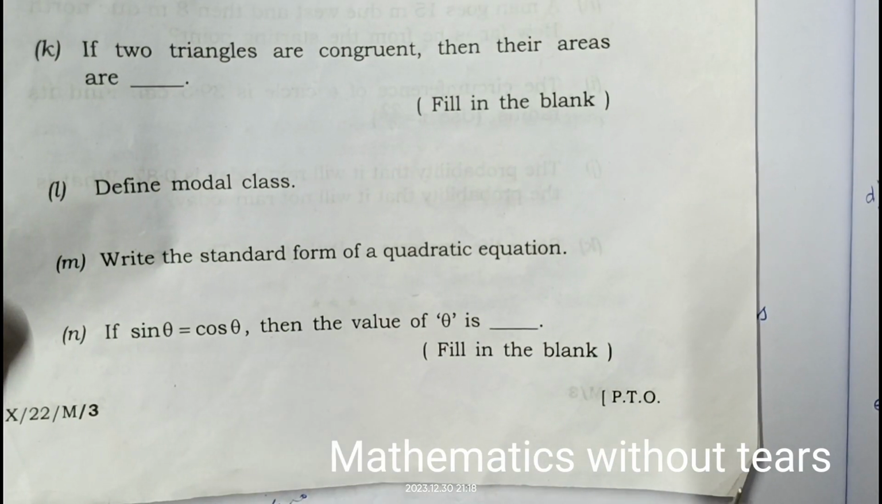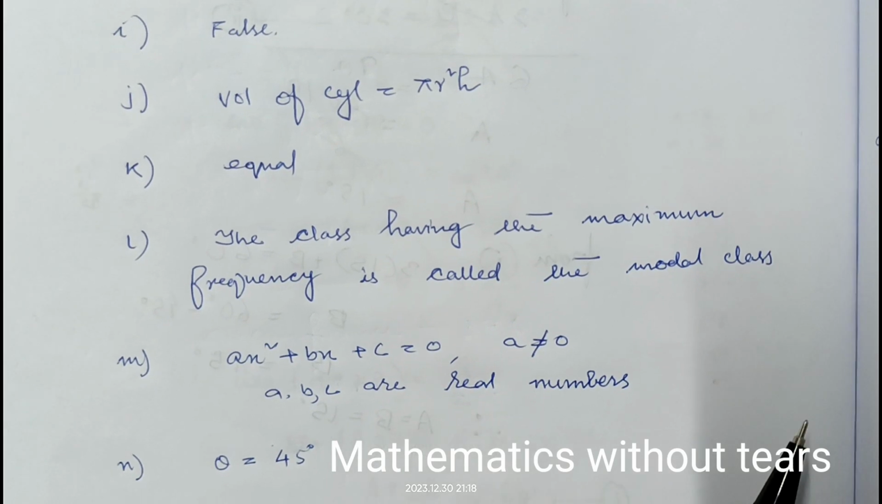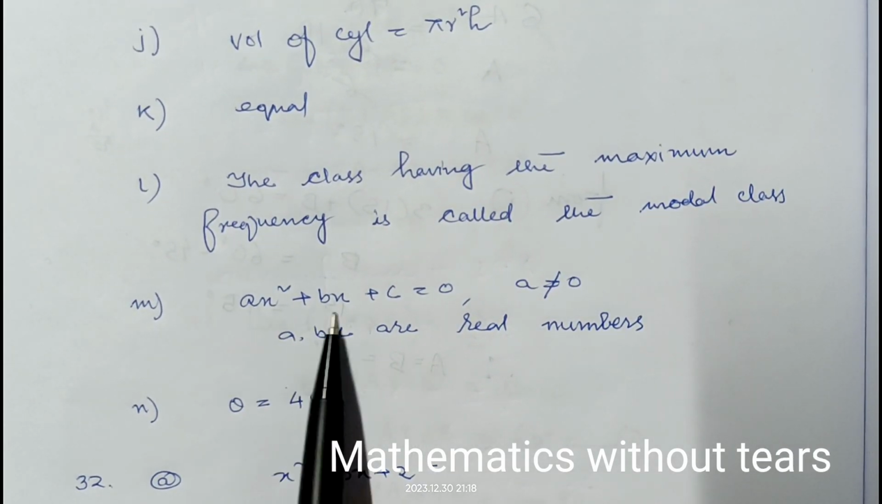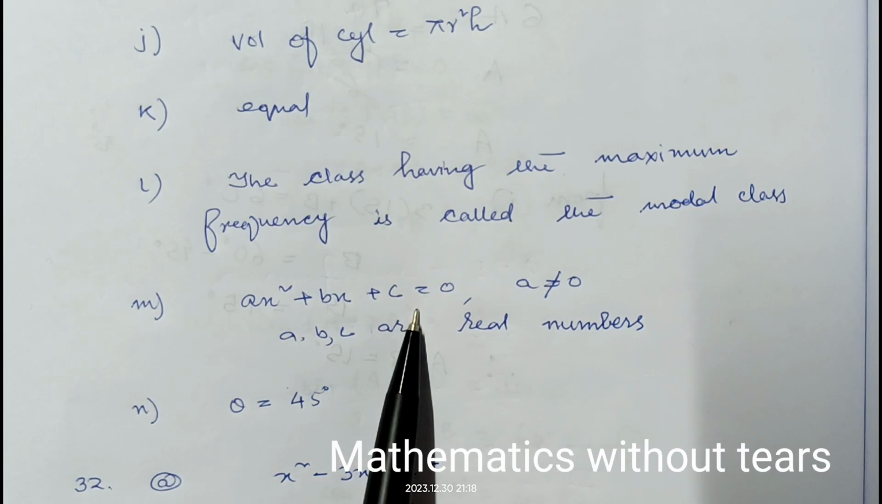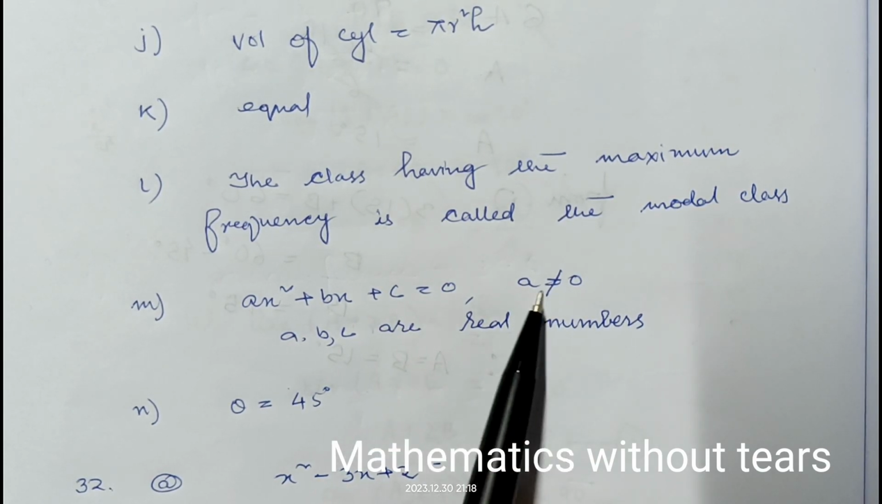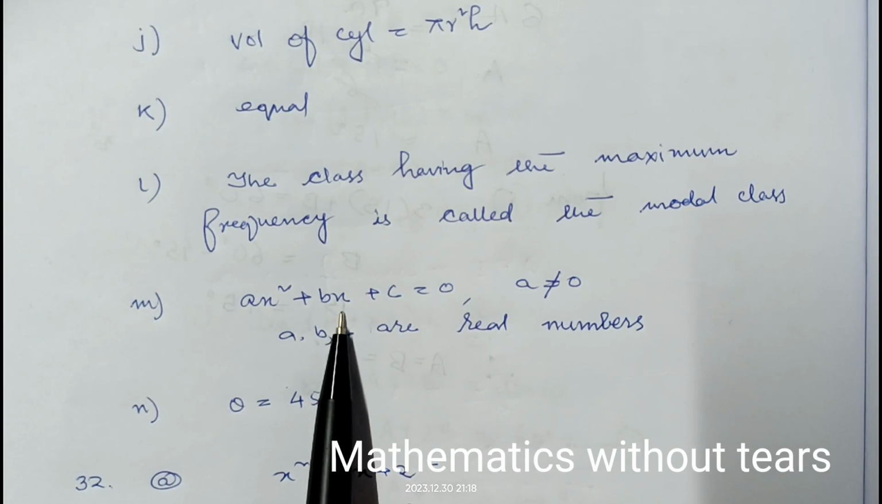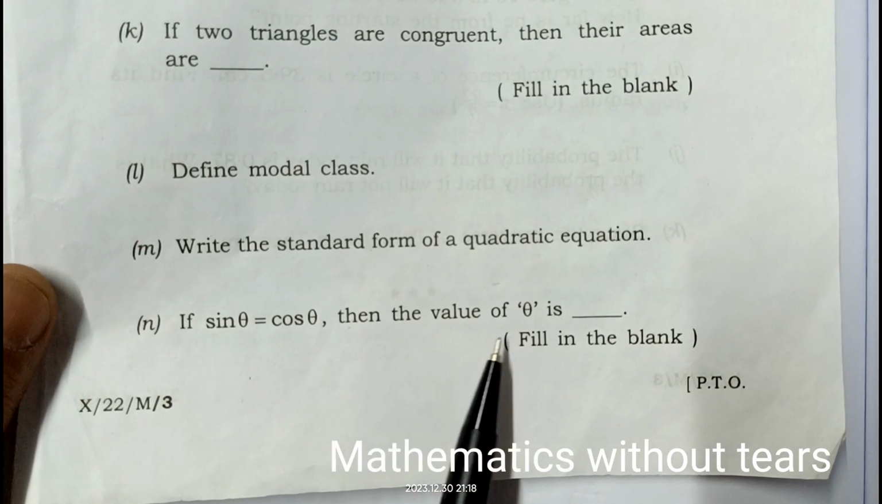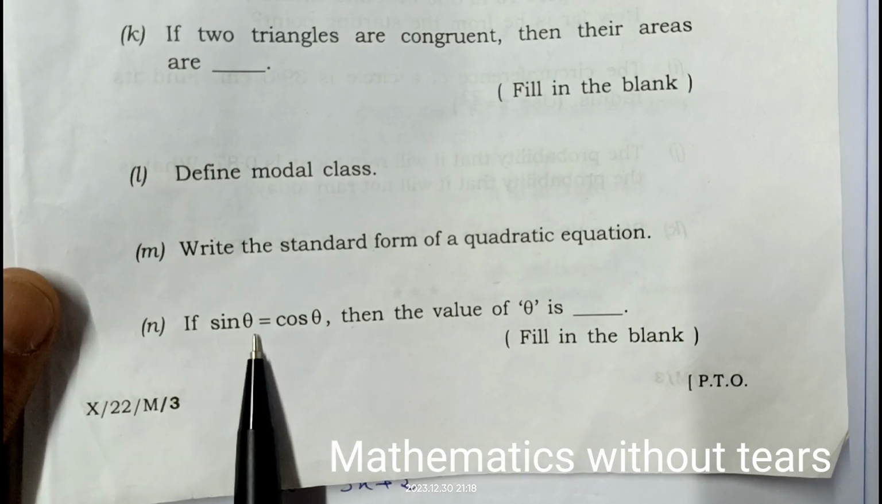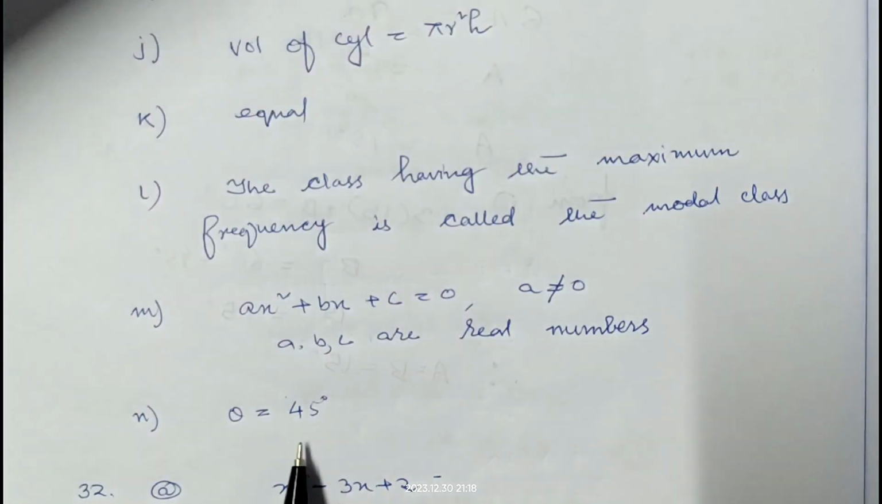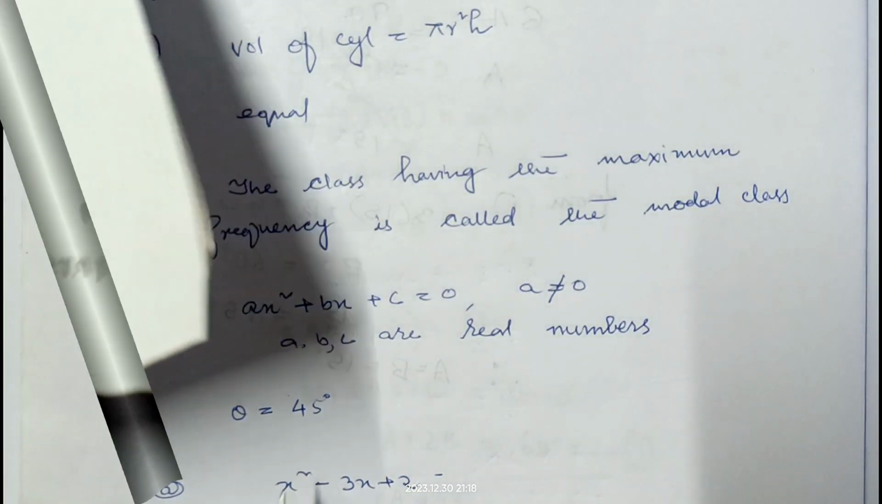Write the standard form of the quadratic equation. We know in case of quadratic equation, the degree should be 2. So here ax square plus bx plus c equal to 0. Where a is not 0 or a cannot be 0, but b and c can be 0. This is the standard form of the quadratic equation. And next question, it is given, if sin theta equal to cos theta, then what is the value of theta? We know sin 45 and cos 45, in both the cases it is 1 by root 2. So answer is theta is 45.